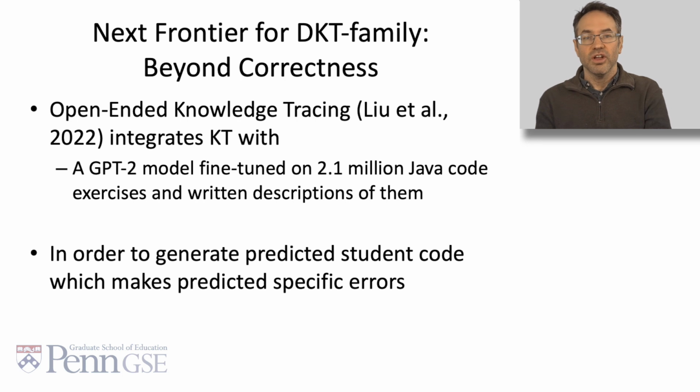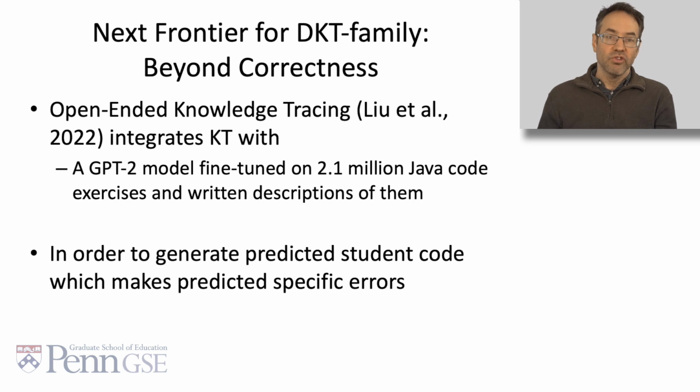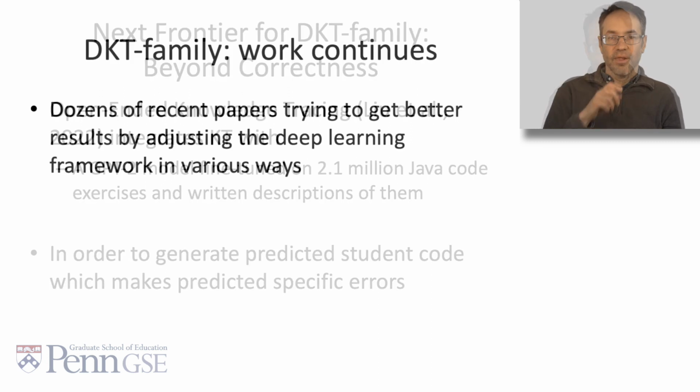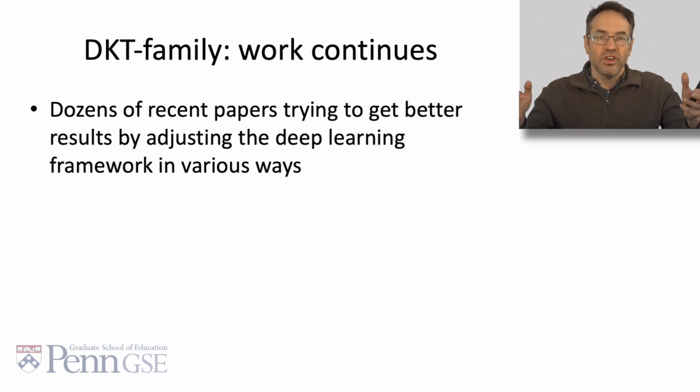Open-ended knowledge tracing, Liu et al.'s work, goes even beyond that in integrating KT with a GPT-2 model that's fine-tuned on 2.1 million Java code exercises and written descriptions of them in order to generate predicted specific code which will make predicted specific errors, helping to get at not just what a student knows, but what they don't know and what misconceptions they have. So, work is continuing.